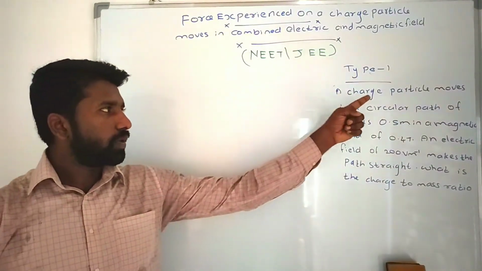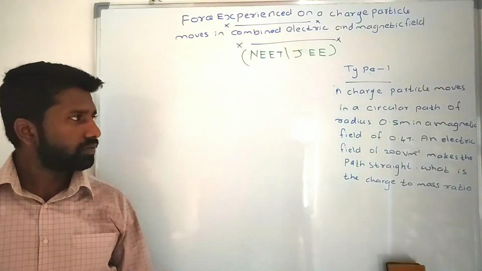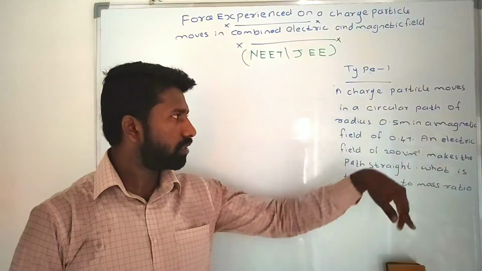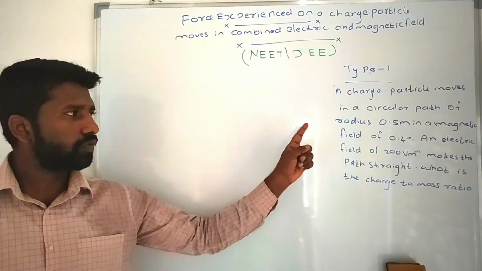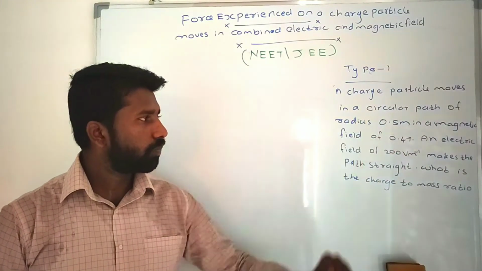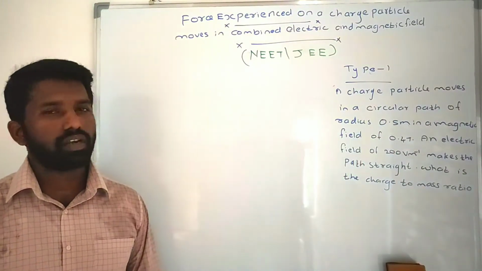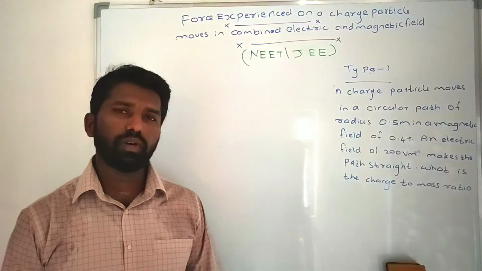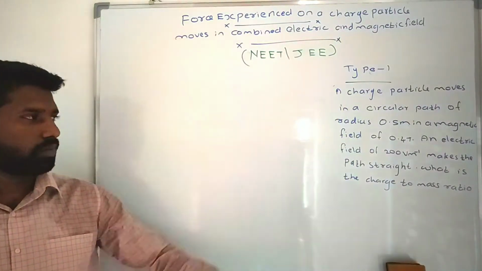A charged particle moves in a circular path of radius 0.5 meter in a magnetic field of 0.4 Tesla. An electric field of 200 volt per meter makes the path straight. What is the charge to mass ratio? What is the meaning of the problem?